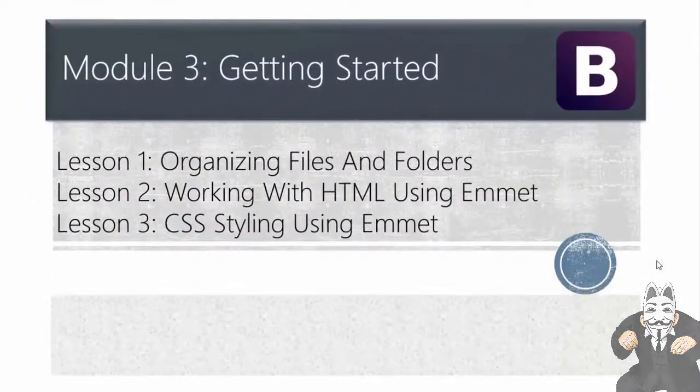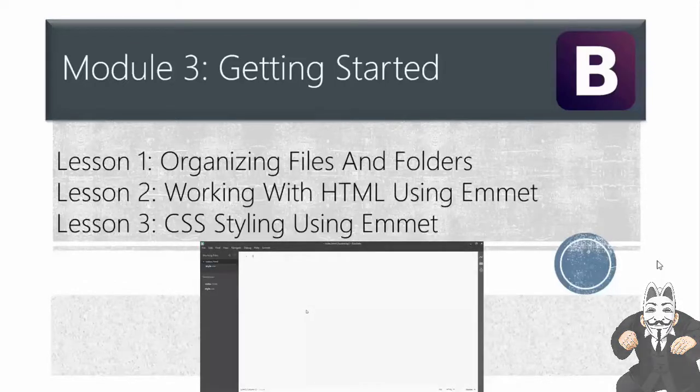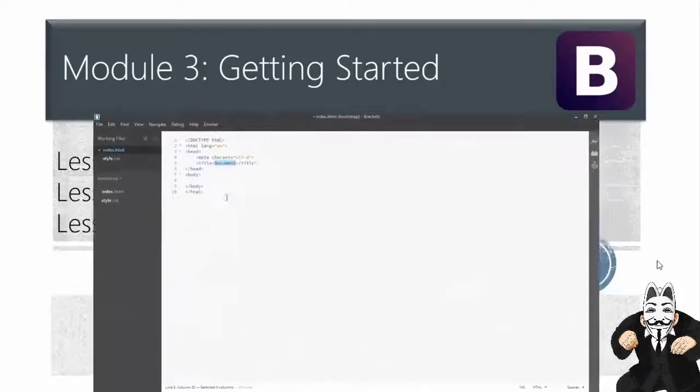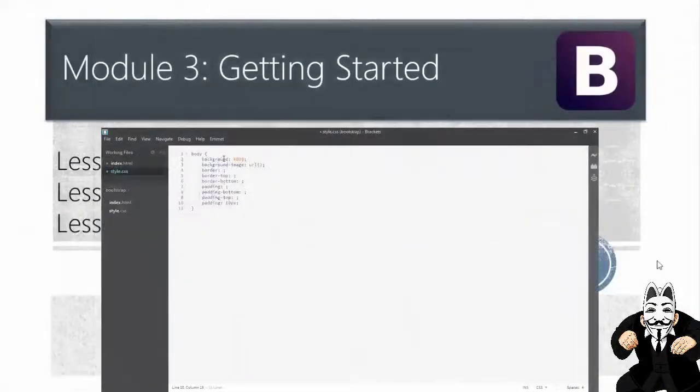Module 3 is getting started. This module also has 3 lessons. The first lesson is organizing some files and folders. So basically in this lesson we're going to make some folders and some files in which we're going to code. Lesson 2 is working with HTML using Emmet. So in this lesson I'm going to guide you how to make your HTML workflow easier using the Emmet tool. I'm going to tell you about the shortcuts and the abbreviations that Emmet provides us for HTML. Similarly in lesson 3, instead of HTML we're going to use CSS. I'm going to teach you the shortcuts and abbreviations of CSS styling that is made much easier using Emmet.